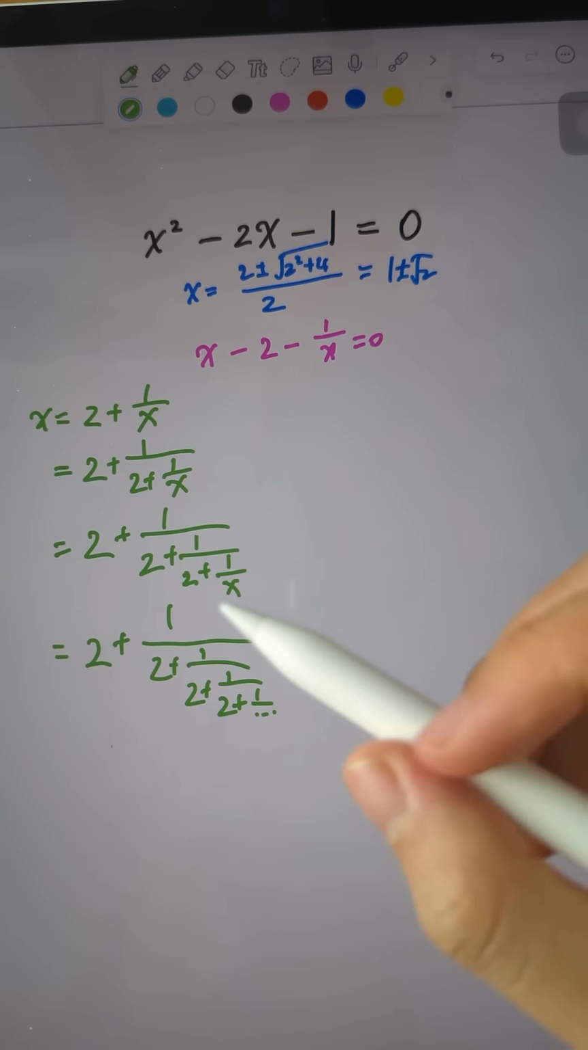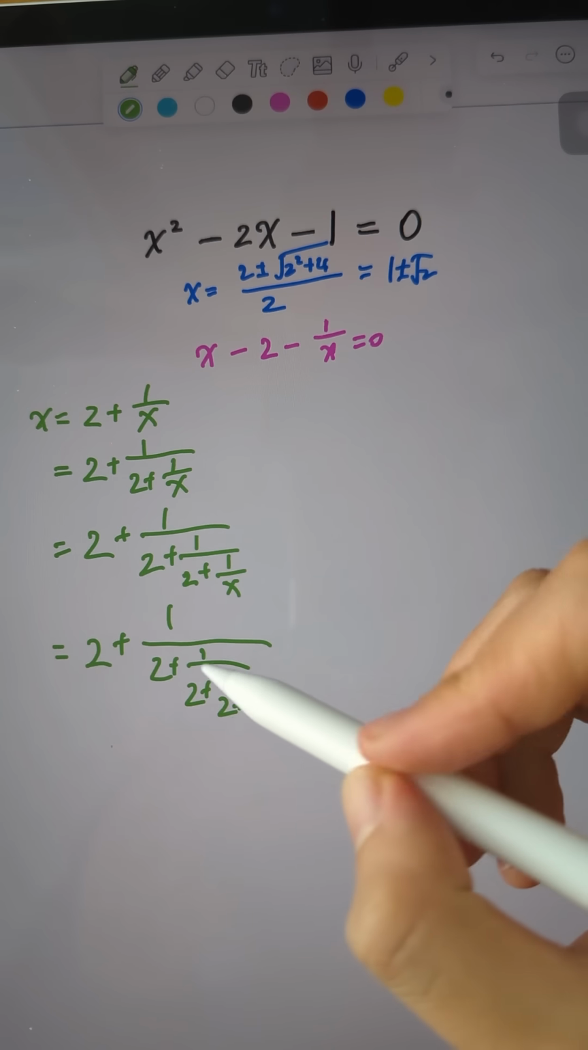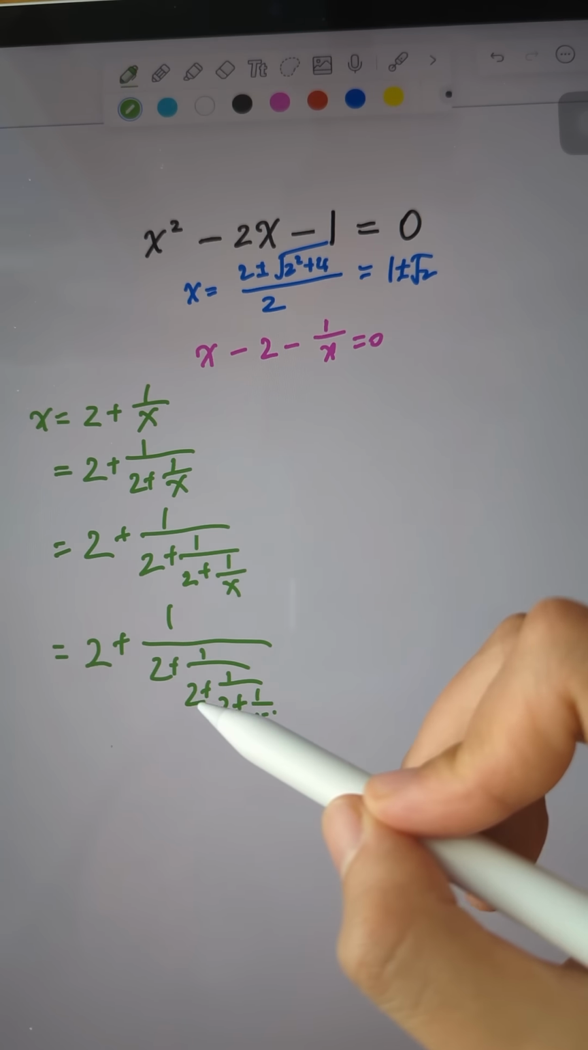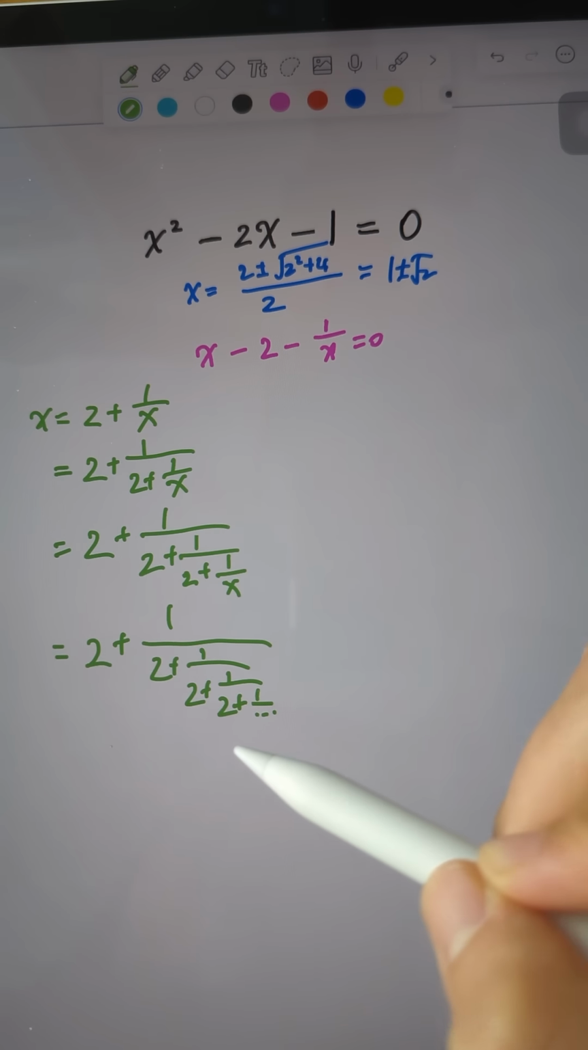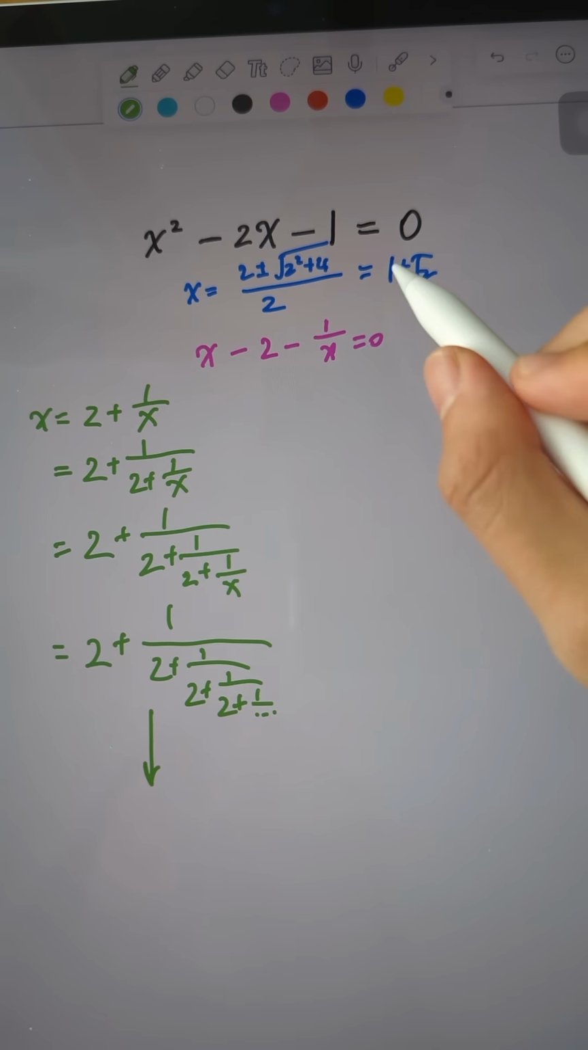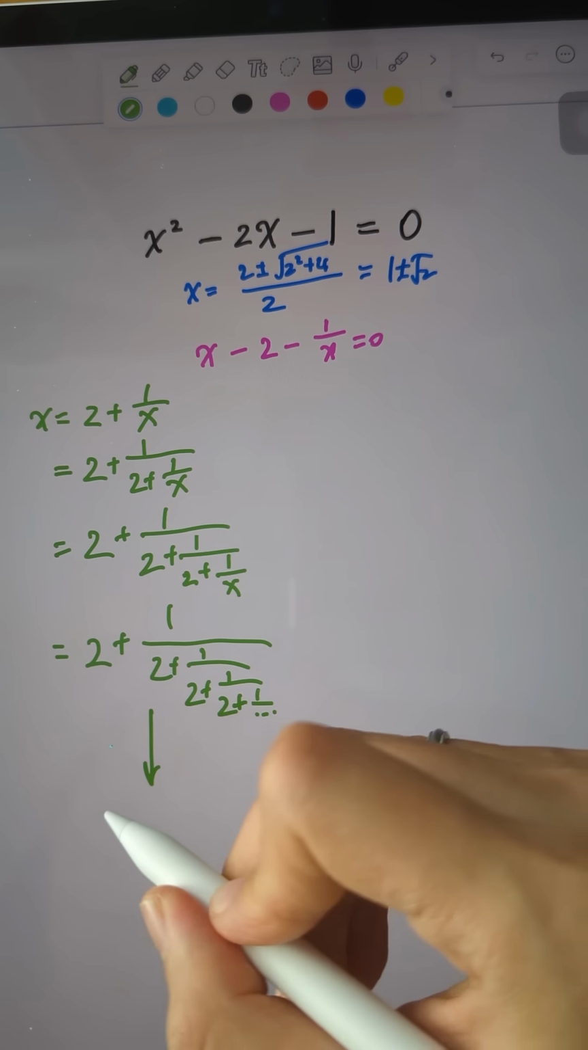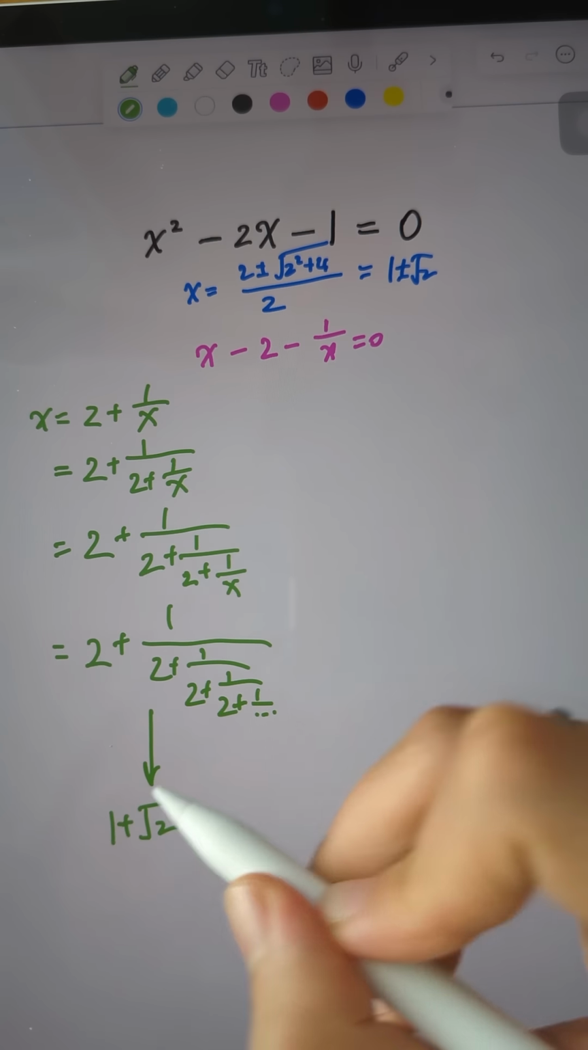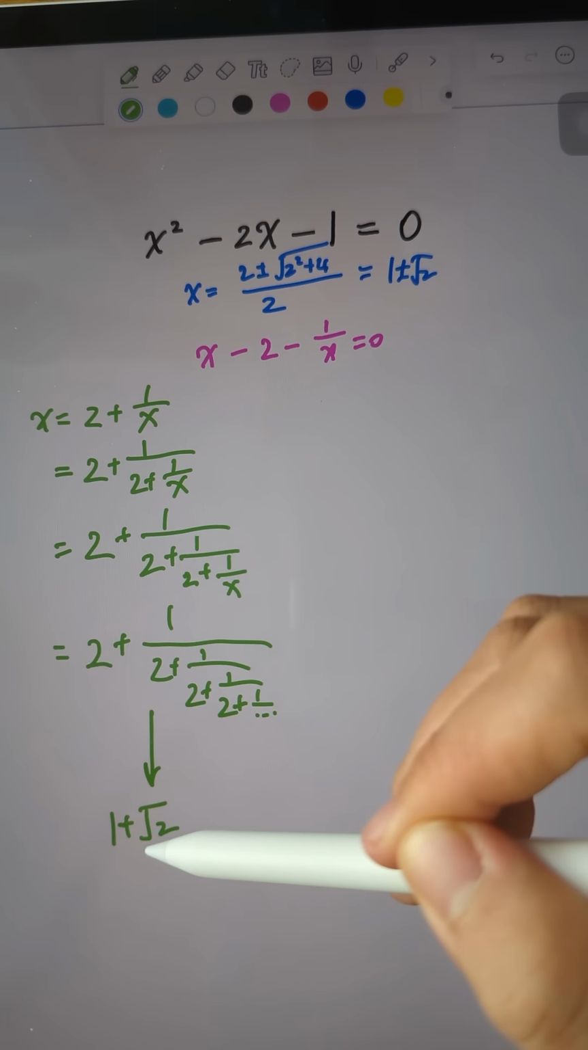over dot, dot, dot. So if you pull out your calculator and fill in this 2 plus 1 over 2 plus 1 over 2 plus 1 over 2 and stop at some point, you will realize, oh, it's getting closer and closer to the positive solution of x, which is 1 plus square root of 2. This is one continued fraction, which is 1 plus square root of 2.